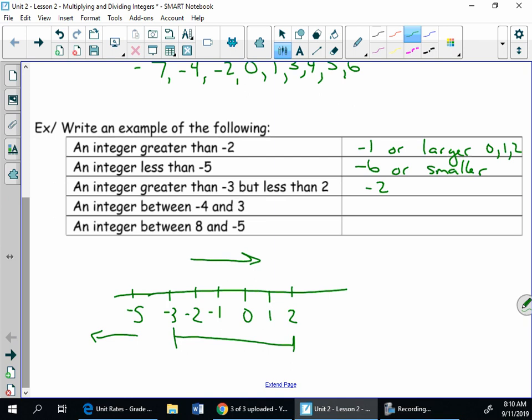There's some options. How about an integer between -4 and 3? There's -4. There's 3. Anything in between those two things? Let's try a +1. An integer between 8 and -5. Well, again, anything in between those things. Let's pick 0. 0 is a nice integer. The number 0 is actually a really nice number to work with because when we use 0, it doesn't really do much, right?